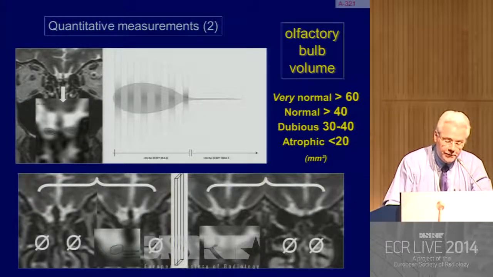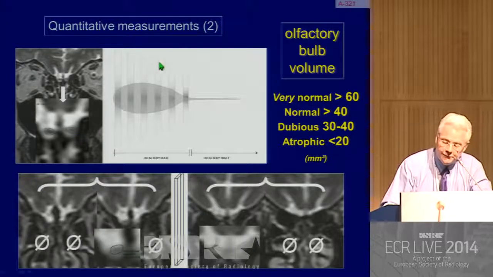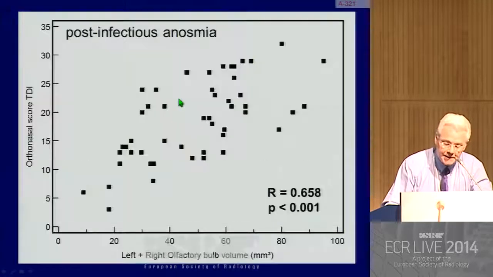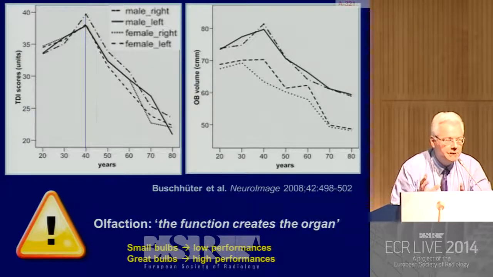We use a planimetric contouring technique. You contour the bulbs on all slices. You have a surface in square millimeters. You multiply by the slice thickness and the interslice gap, and you have a volume. And what is interesting is that there is a close correlation between the volume of the olfactory bulb and the olfactory performance.